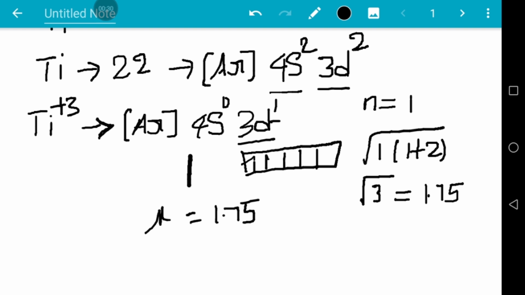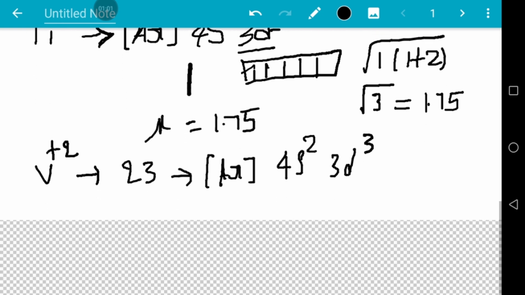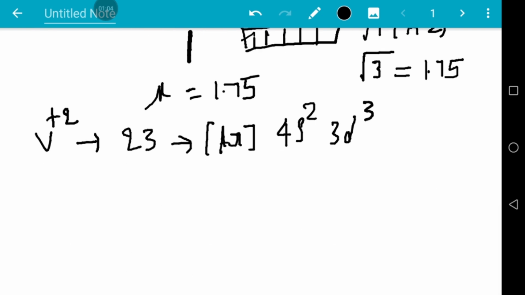Next they gave vanadium plus 2. The vanadium atomic number is 23. What is the configuration? Argon is 18, next 4s2 and 3d3. So this is the vanadium configuration, after scandium and titanium, and vanadium is 23.